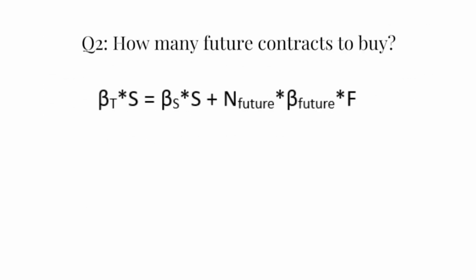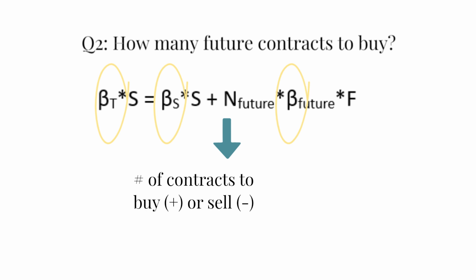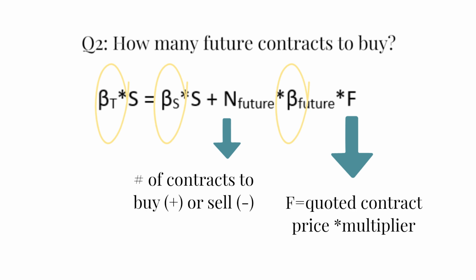If we know the targeted level of beta, the portfolio stock's beta, and the beta of the future contracts, then we can use this equation to solve for the number of equity future contracts. As future contracts are quoted on the stock market, the quoted price should be multiplied with the multiplier per index point in order to get the full value of the future contracts.